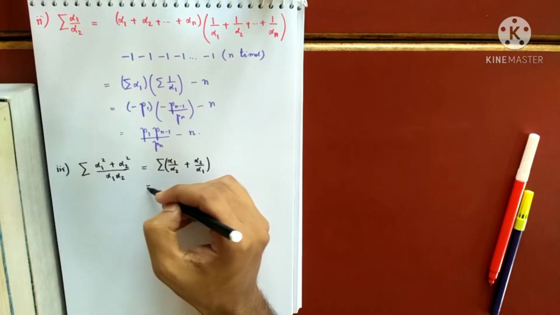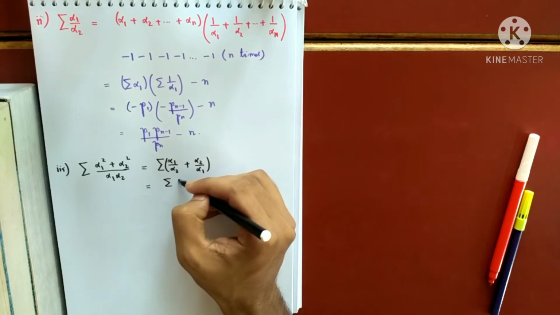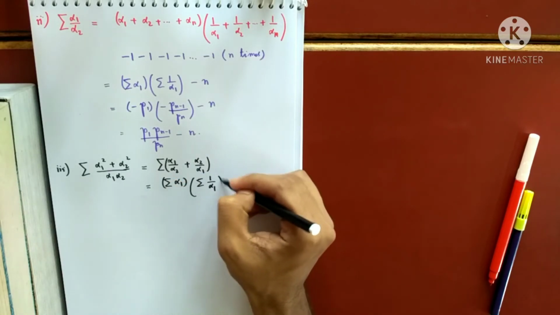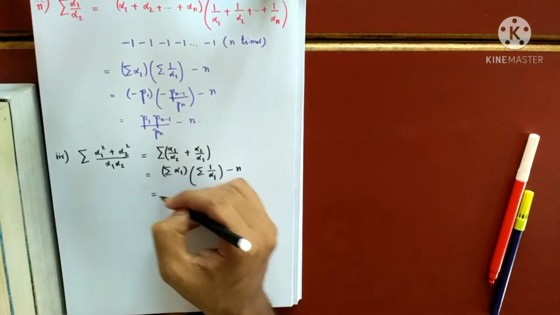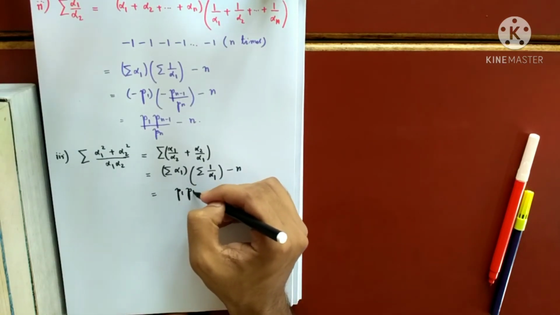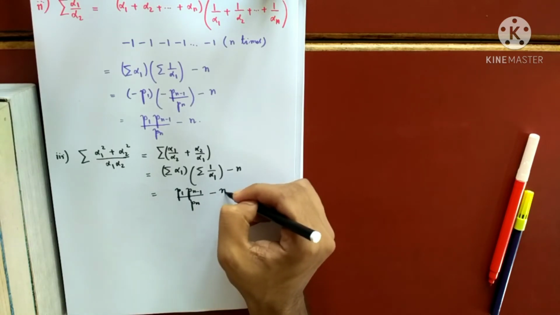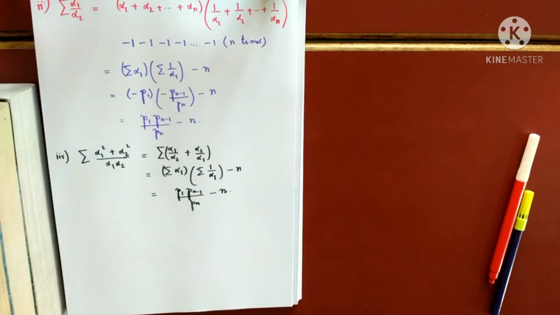So this can simply be written with the same logic, summation alpha 1, summation 1 by alpha 1 minus n, which is nothing but p1 pn minus 1 by pn minus n. Okay, this is same as number 2, no difference at all.